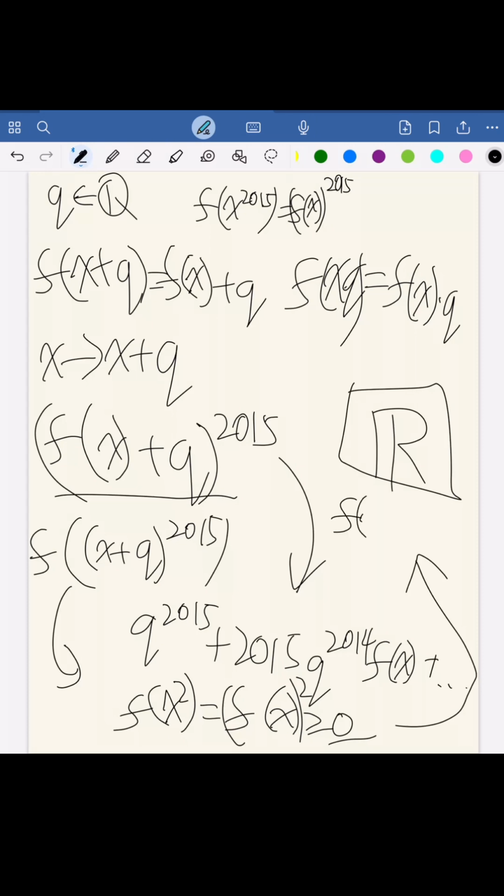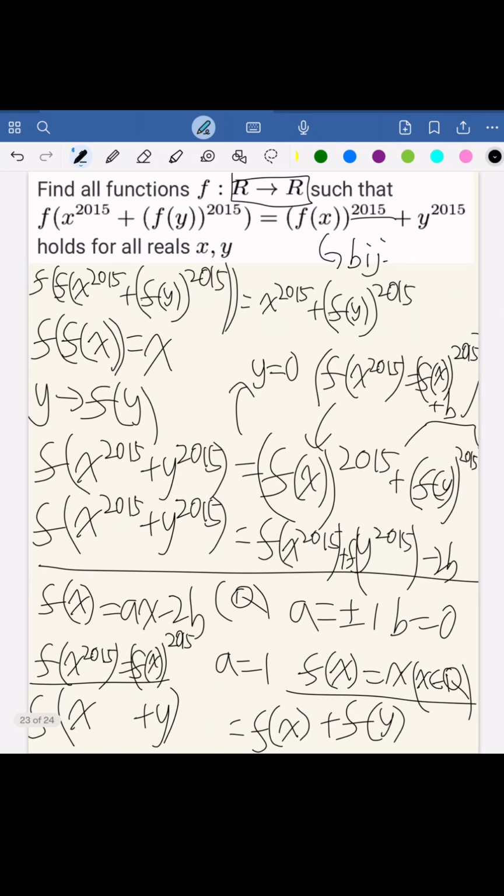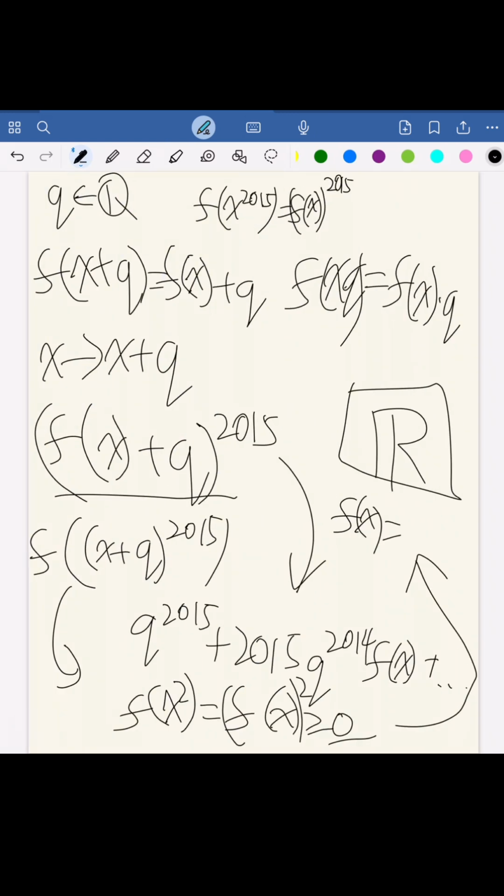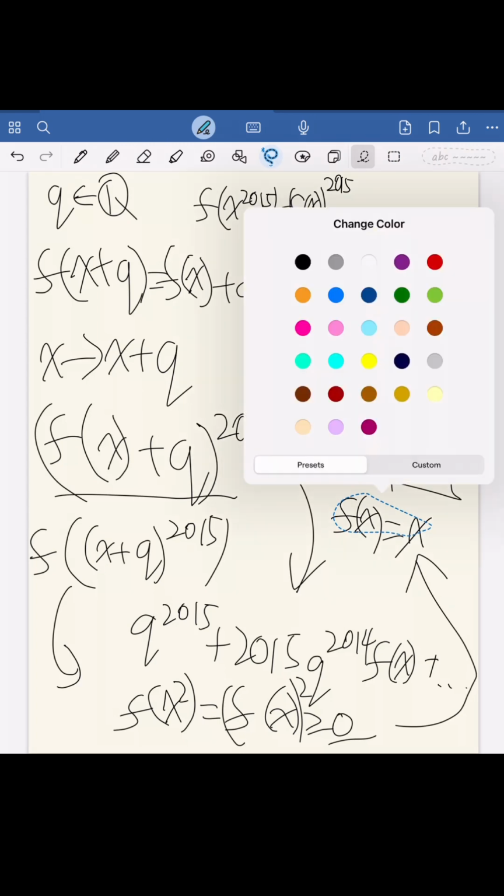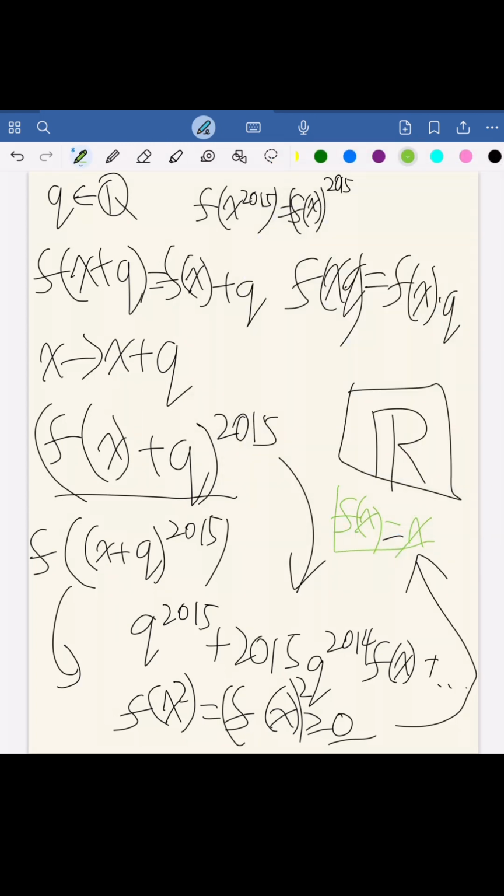So f of x is just, let's pull out our answer here. F of x is just x, and we are finally done with our proof. I hate outliers.